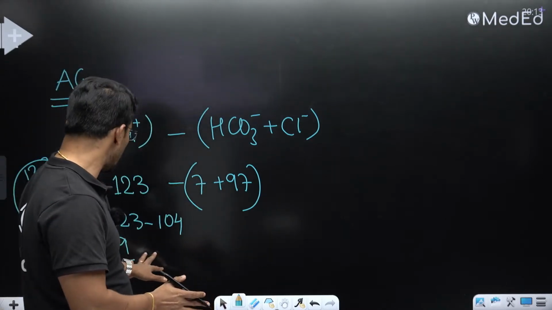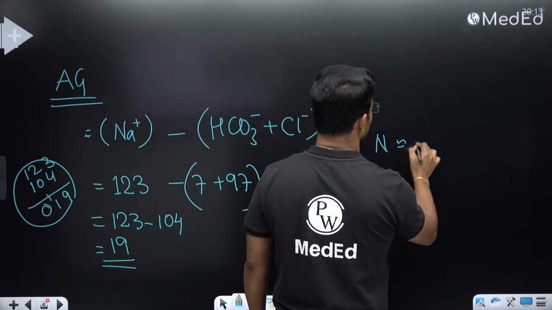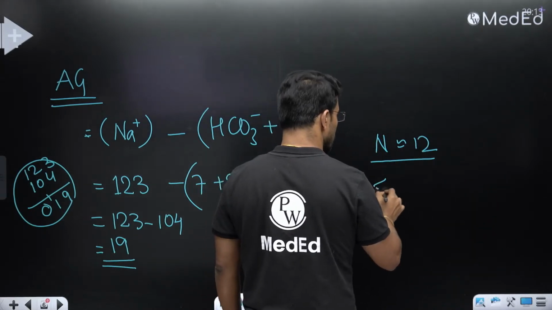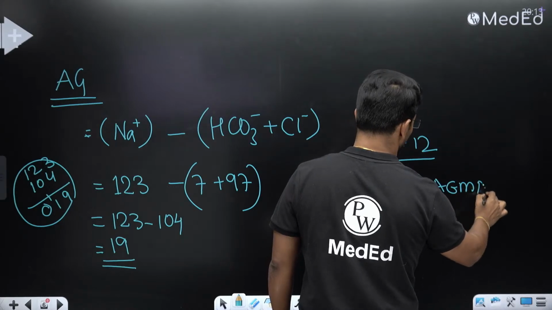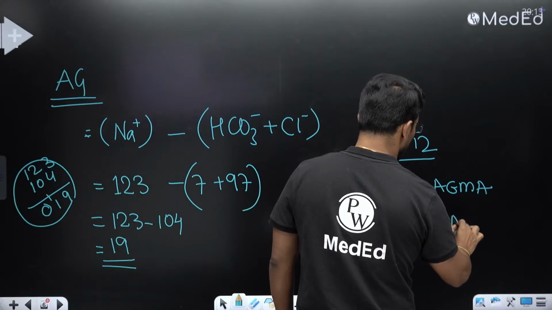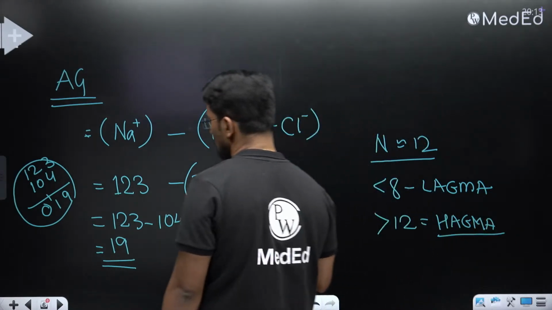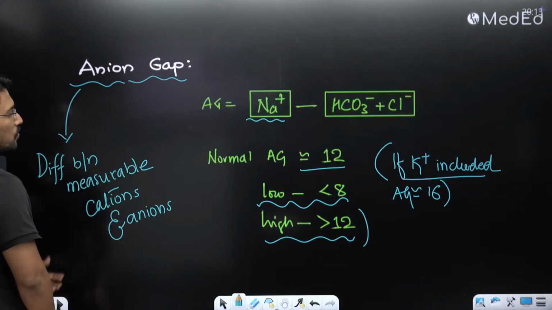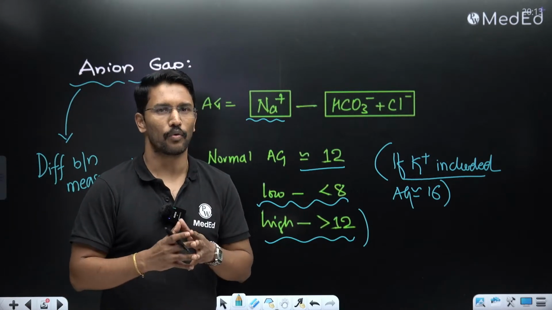So do we have a high anion gap or a normal anion gap? The normal anion gap is approximately 12, so you can say 8 to 12 as a range. When it is less than 8, you have low anion gap metabolic acidosis, and when it is more than 12, you have high anion gap metabolic acidosis. So this is a typical case of high anion gap metabolic acidosis. What we are dealing with in this ABG is a high anion gap metabolic acidosis.